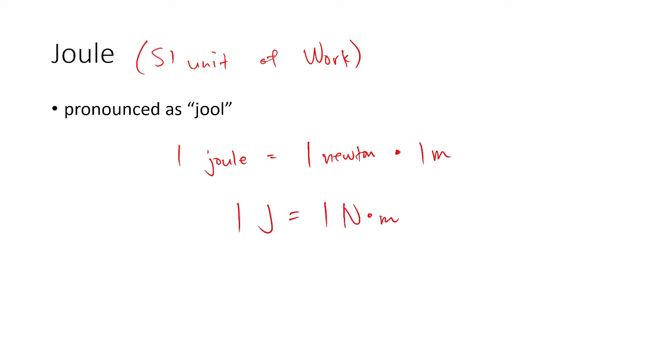Okay? So this is also equivalent to, if we use the British system, 1 joule is equal to 0.7376 foot-pound force. Okay? And if we take 1 foot-pound of force, that is equal to 1.356 joules. Okay? Just so we know our units. So that is the definition of our work and its SI unit.